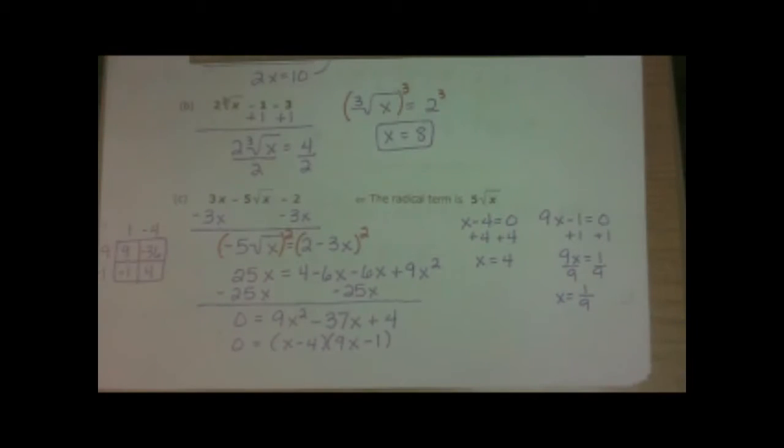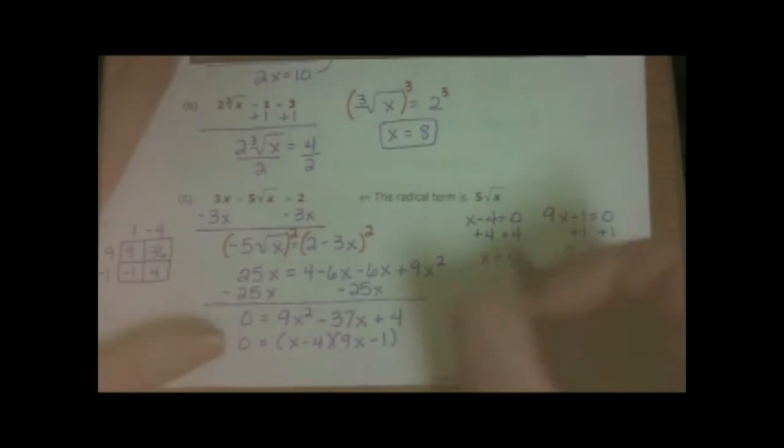Now, I've got to check both of my solutions because I could have created an extraneous solution. So 4 is going to be easier. So when I do this, square root of 4 is 2, times 5 is 10. So this is 10. This, 3 times 4 is 12, minus 10 is 2. So that 4 is going to work.